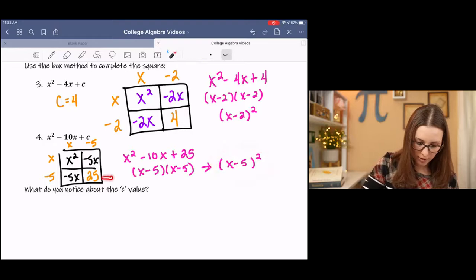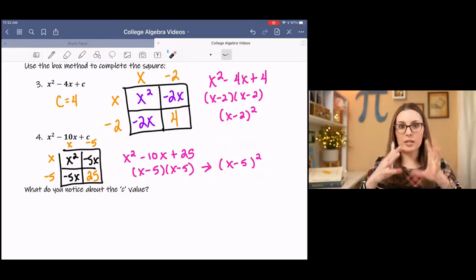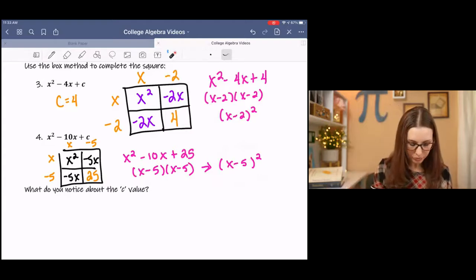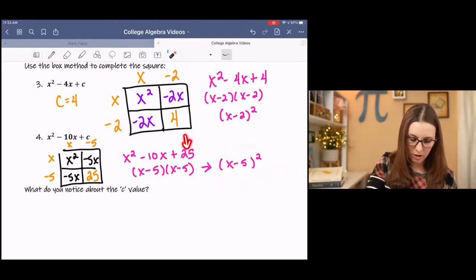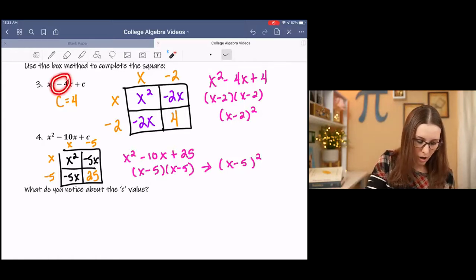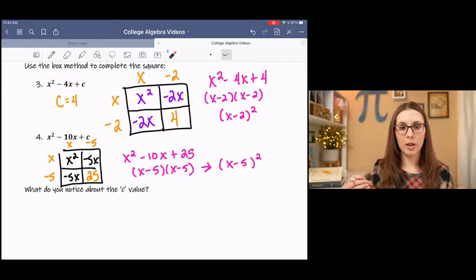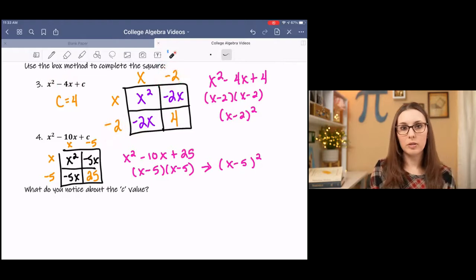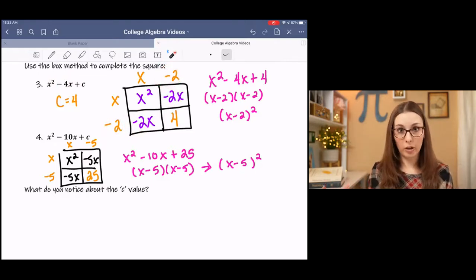So we're trying to find a C value that makes this incomplete square complete. And this will all make sense in a second when we get into actually solving by completing the square. So the C value, we know that the C value in both cases is a perfect square because we're taking half of the middle term and multiplying them together. And anything times itself is a square.